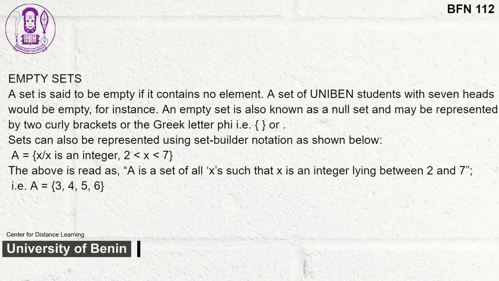Sets can also be represented using set builder notation as shown below. A equals {x : x is an integer, 2 < x < 7}. The above is read as A is a set of all x's such that x is an integer lying between 2 and 7. I.e. A equals {3, 4, 5, 6}.